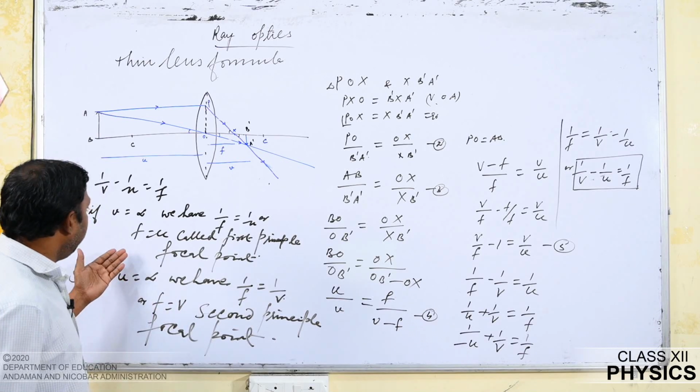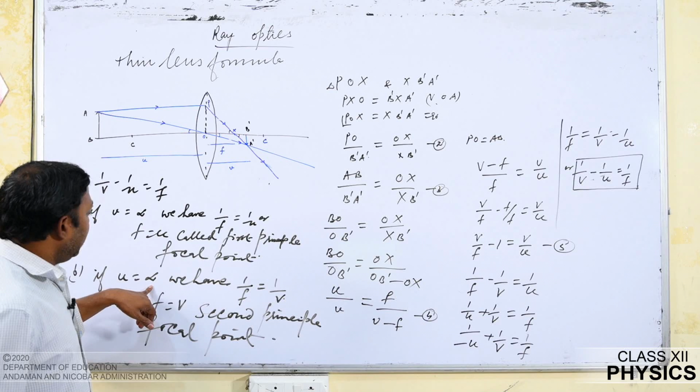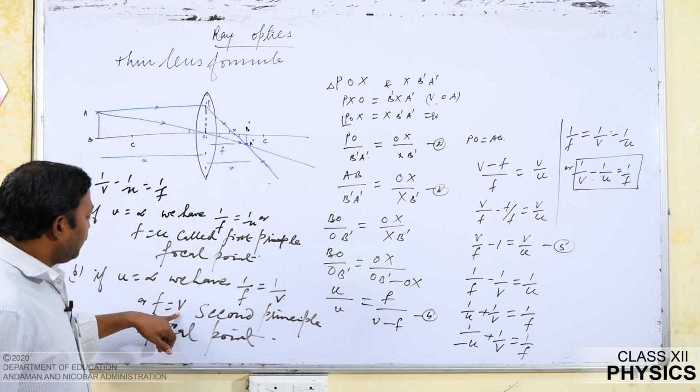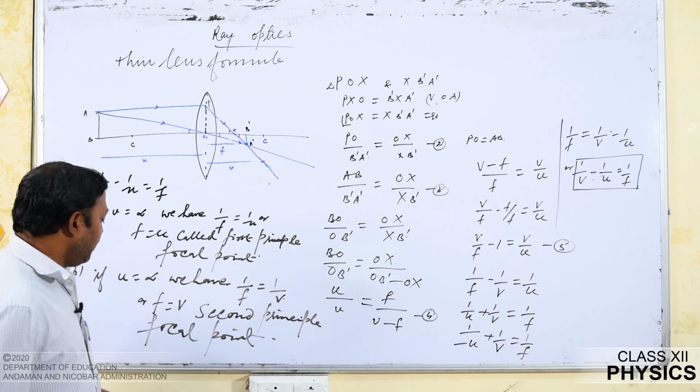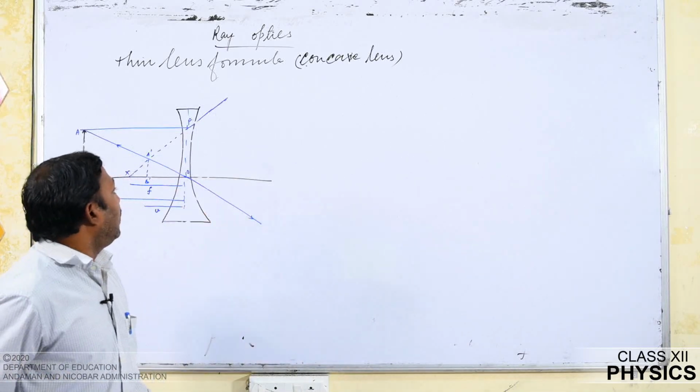Second, if the object is located at infinity and the image forms at the focus point, then that point is said to be the second principal focal point. Now we will try to derive the thin lens formula for a concave lens.